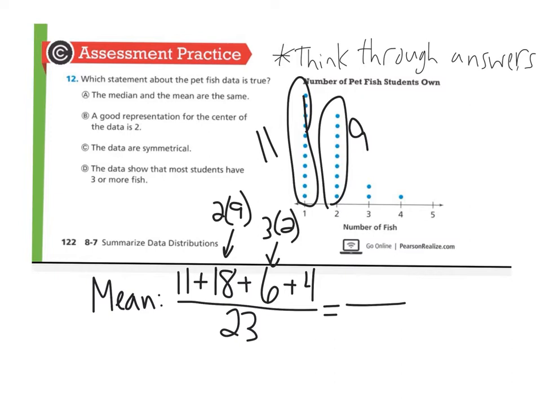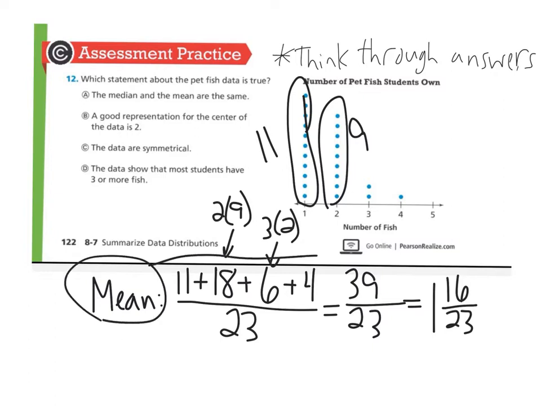So if you add that in our numerator, that would be 39. So 39 divided by 23, well, that's not going to go in very much. That's only going to go in one time, and we'd have 16 left out of 23 would be our mean. So the mean is 1 and 16/23.